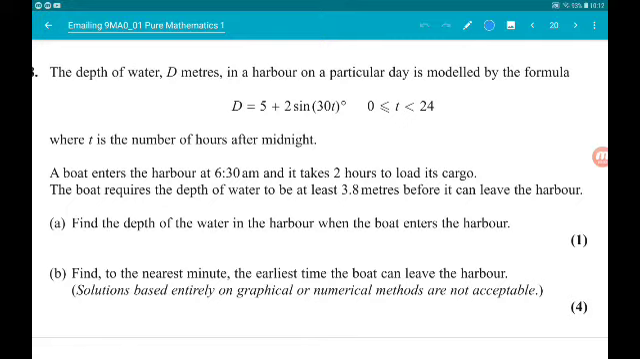Where T is the number of hours after midnight. A boat enters the harbour at 6:30 a.m. and takes 2 hours to load its cargo. The boat requires that the depth of water needs to be at least 3.8 meters before it can leave the harbour. Part A wants us to find the depth of the water in the harbour when the boat enters the harbour.